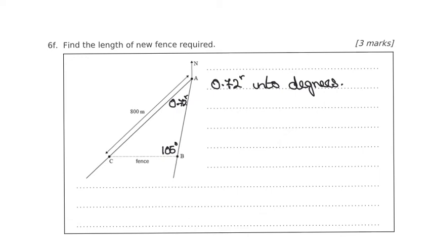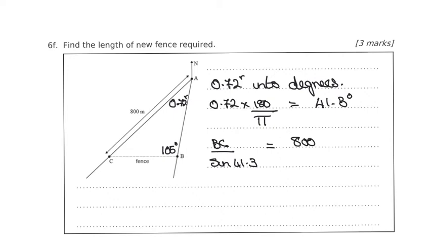To convert to degrees, we multiply 0.72 times 180 over pi, which equals 41.3 degrees. Now we can use the sine rule, so we get BC over sine 41.3 is equal to 800 over sine 105. So BC equals 546 meters.